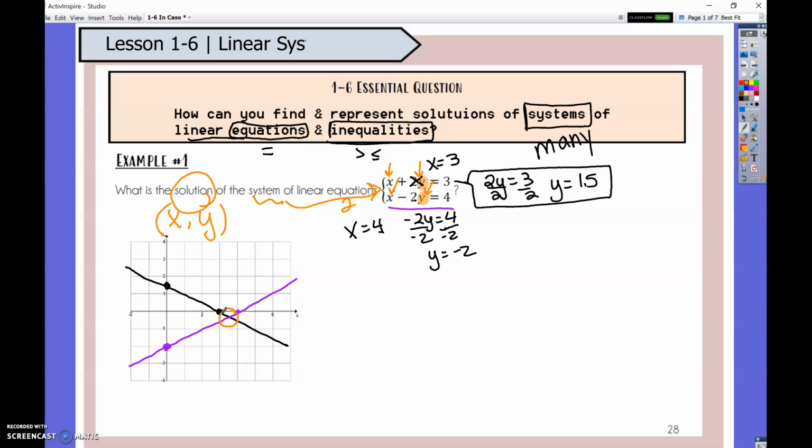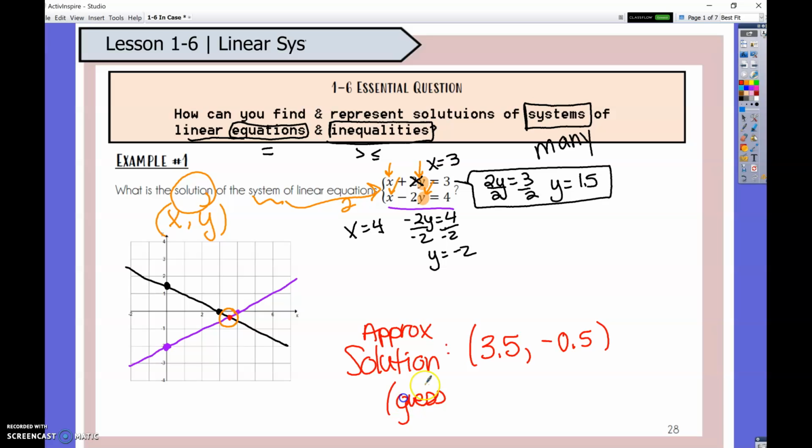My only concern right now is either my lines aren't too straight or it looks to be crossing at kind of a yucky number. Now, I know if you were on Desmos, you could just click that little dot and magically you'd get the answer. I'm going to estimate it just by using my scale. So I had 1, 2, 3, I'm going to say like 3.5 for x. And my y value, how about like negative 0.5? That is my guess. Okay, so this is just me not using Desmos.